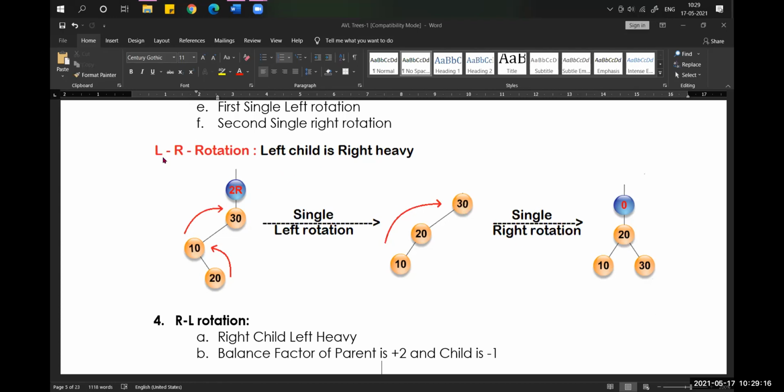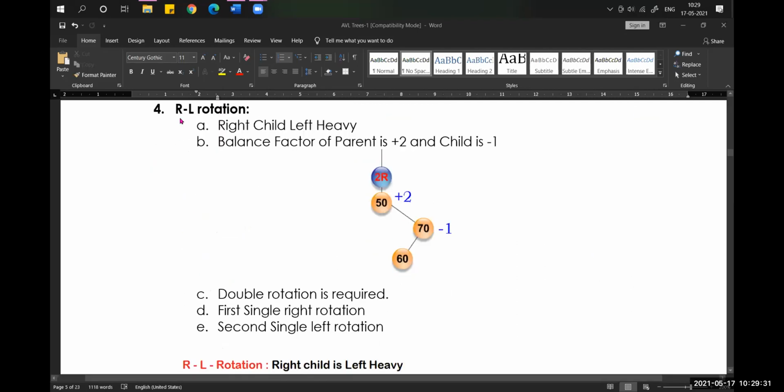So like this, if LR rotation, how to do LR rotation means like this. First left rotation, next right rotation. Same like RL. RL means first we have to do right rotation, then after that left rotation. What should we call RL rotation? It means right child left heavy. When we have right child left heavy, at that time we have to do RL rotation.